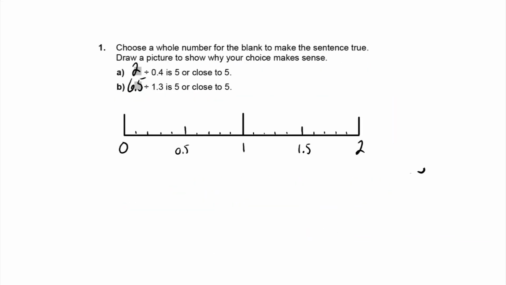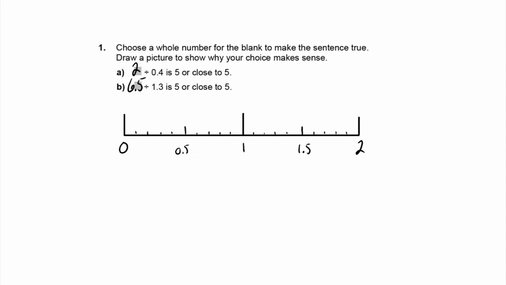This question says, choose a whole number for the blank to make the sentence true. Then draw a picture to show why your choice makes sense. So we were given a number where they left it blank, and they said something divided by 0.4 is 5 or close to 5. So I suggested the number 2, and I drew a number line that goes from 0 to 2.